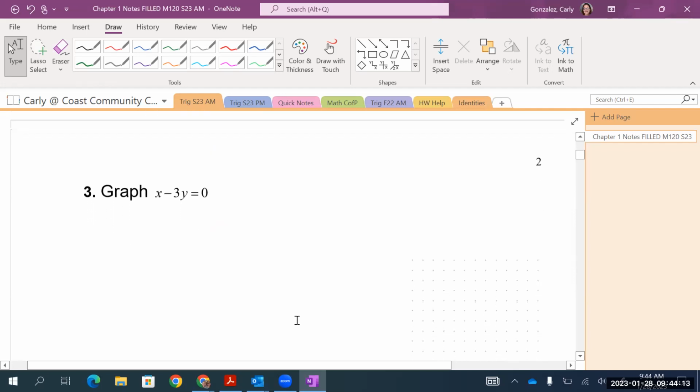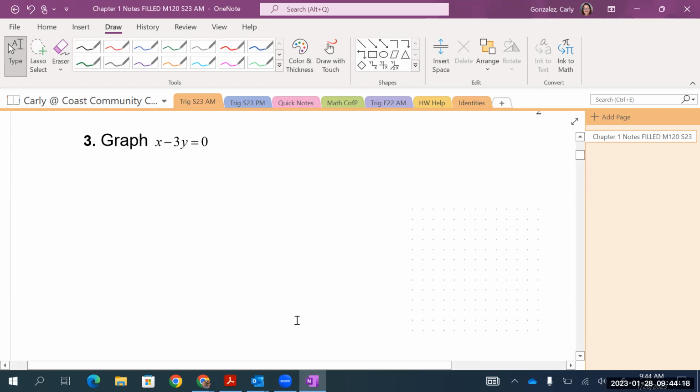Now we're going to look at an equation. It's still linear in form, but now we have two variables. So we have x minus 3y equals 0, and we're going to try and graph this line. Here, there is not just one solution. There's actually infinitely many solutions because different x values will give us different y values that will satisfy this equation.